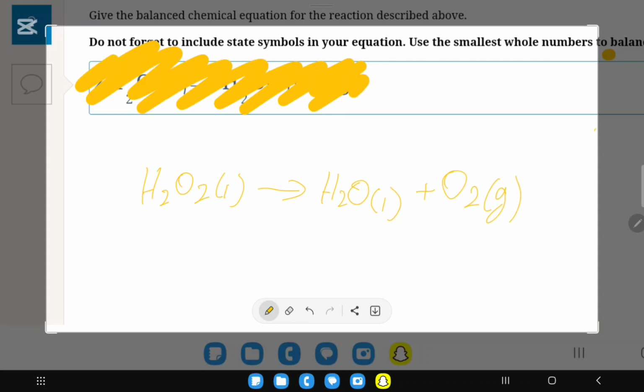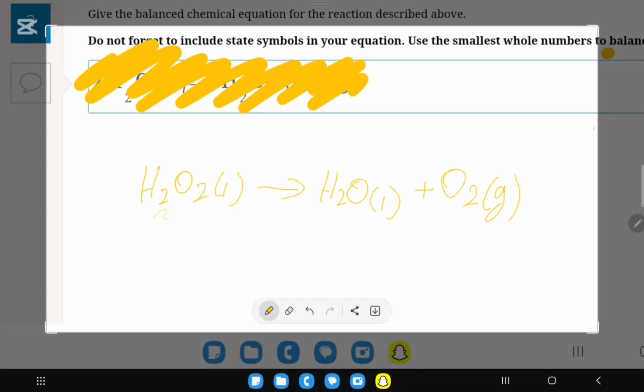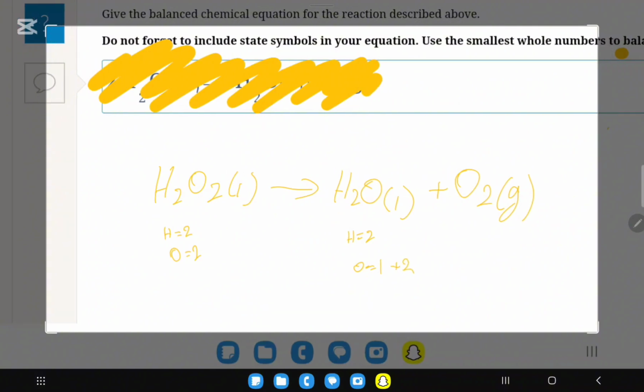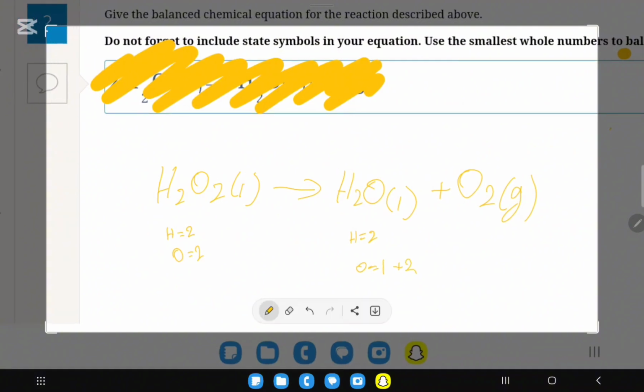But to balance this, we first need to know how many atoms of each we have. For H, we have 2. For O, we have 2. That's for the reactant side. For the product, we have H is 2, O is 1 plus 2. First, you start with anything but oxygen, leave oxygen to the end. So we start with hydrogen. In the reactants we had 2, in the products we had 2, so it's balanced.